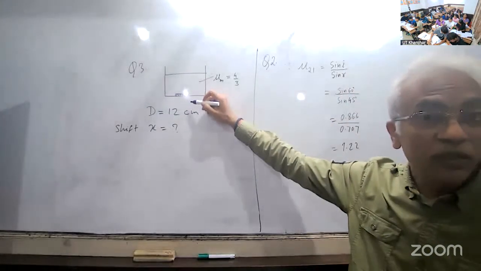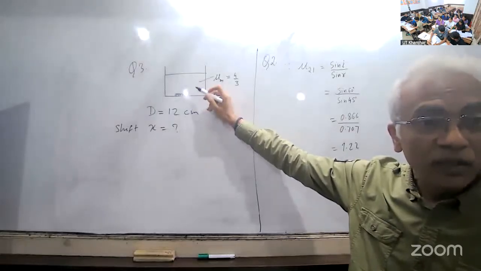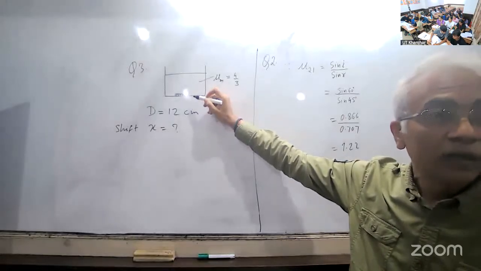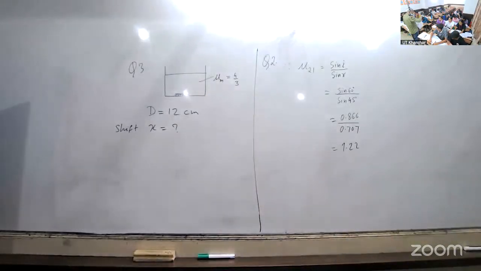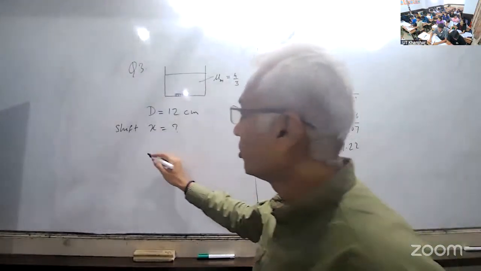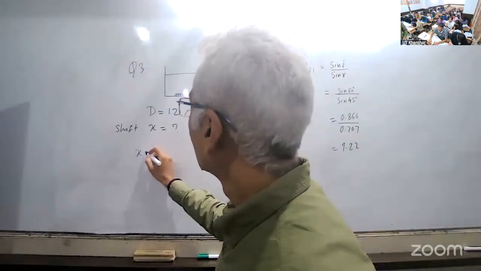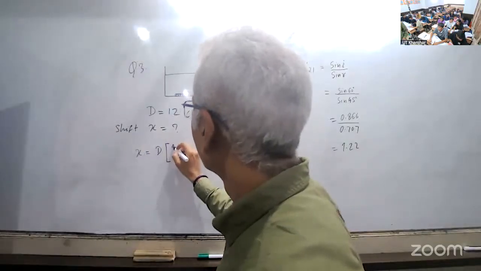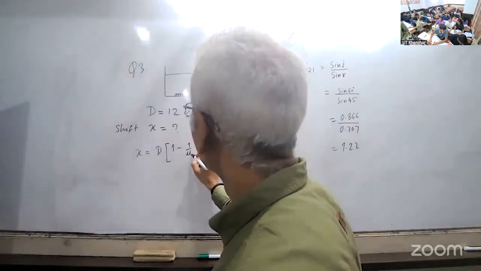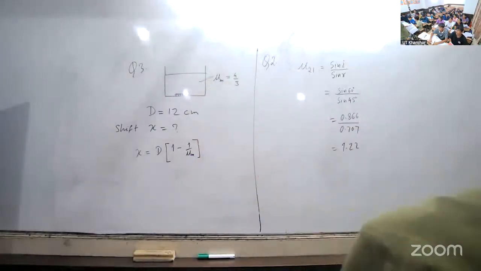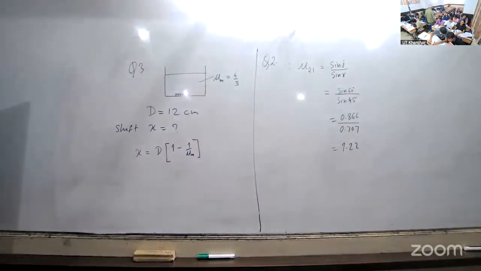Everybody understood the question? क्या करना है यहाँ पे? क्या निकालना है? By what height the coin is raised? तो क्या निकालना है? Shift निकालना है. Okay? What is the formula for shift? X is equal to, this is the formula, right? The formula for shift is X is equal to T times (1 minus 1 by refractive index of the medium).